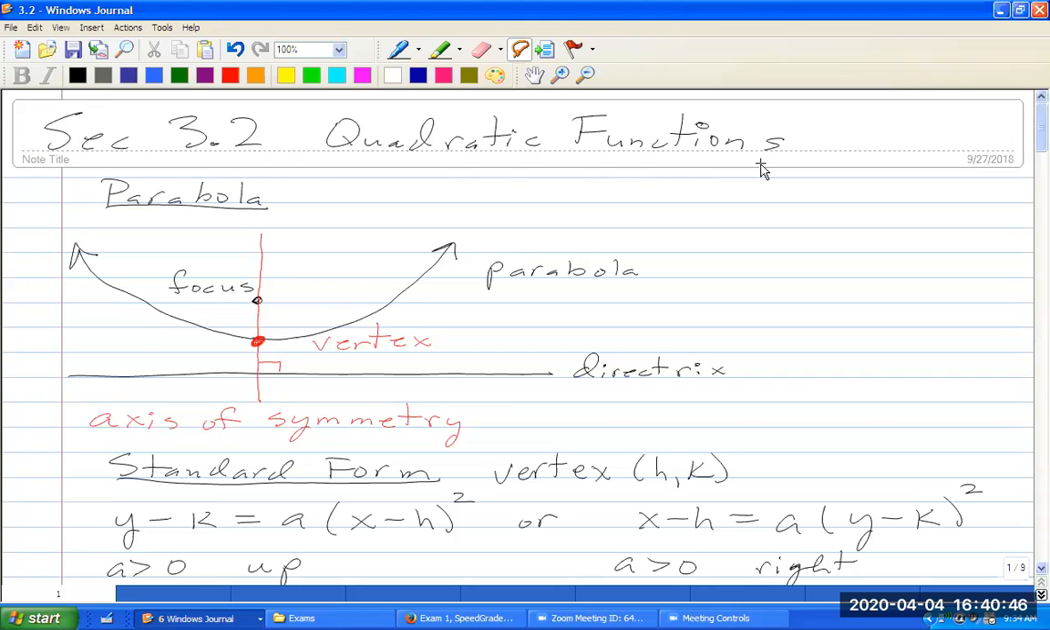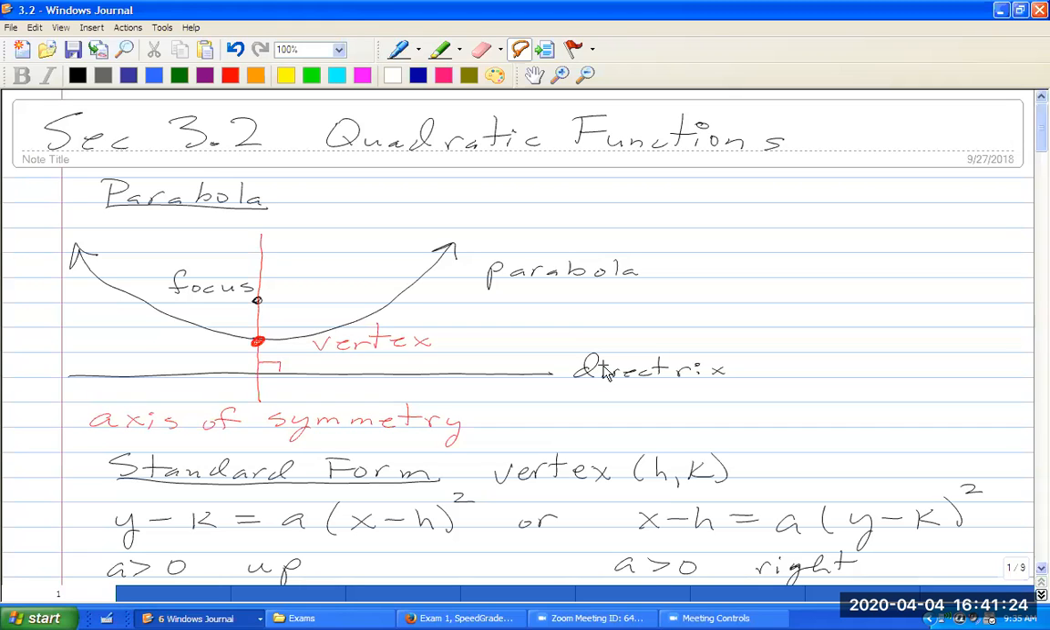Quadratic functions. So before I tell you about quadratic functions, let me explain briefly what we mean by a parabola. A parabola is the locus of all points equidistant from a fixed point called the focus and a fixed line called the directrix.